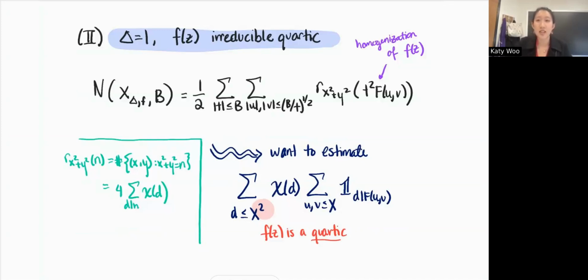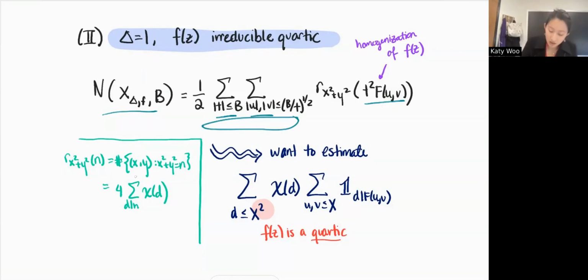Okay, so the next case that I want to talk about is when delta equals 1 and f is an irreducible quartic. And in this case, we're going to start the same way. So we have the number of points of height at most b, and we can write it as the sum over t, the sum over u and v of the number of ways of writing t squared f of uv as the sum of two squares. Again, I've left out the GCD conditions. They don't come into play in this argument.